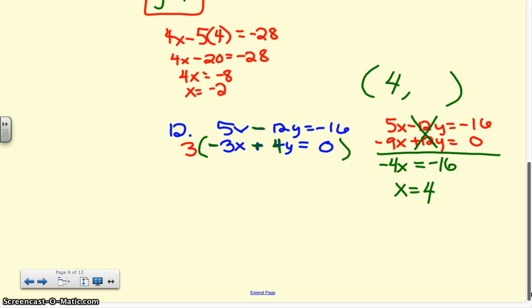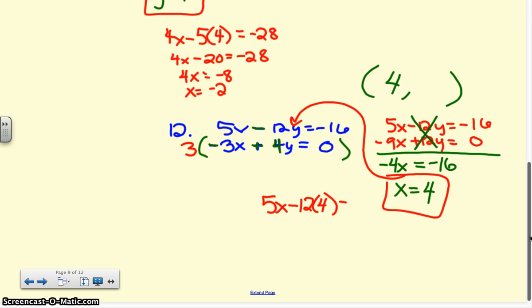To find my y now, I plug my 4 into one of the equations. I'm choosing the top one. And I get 5 times 4 minus 12y is equal to a negative 16. 20 minus 12y is negative 16. Negative 16 minus 20 is negative 36.